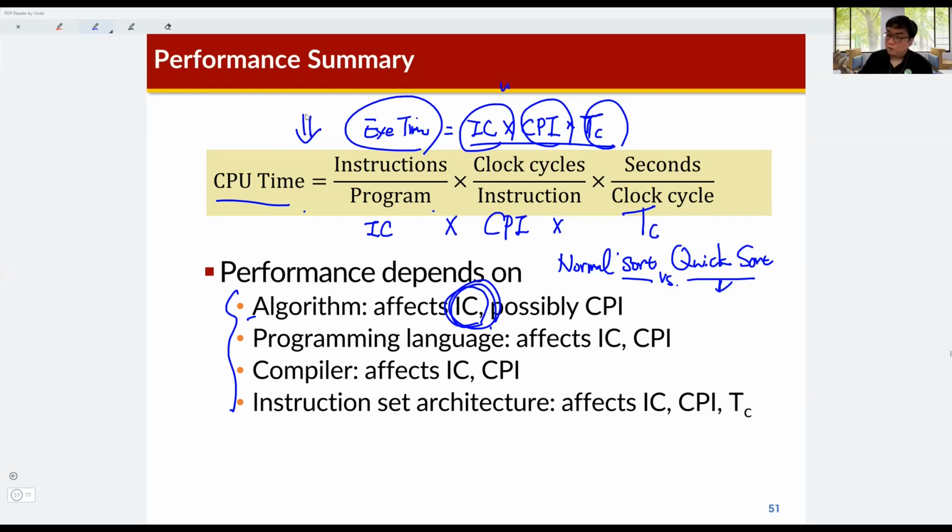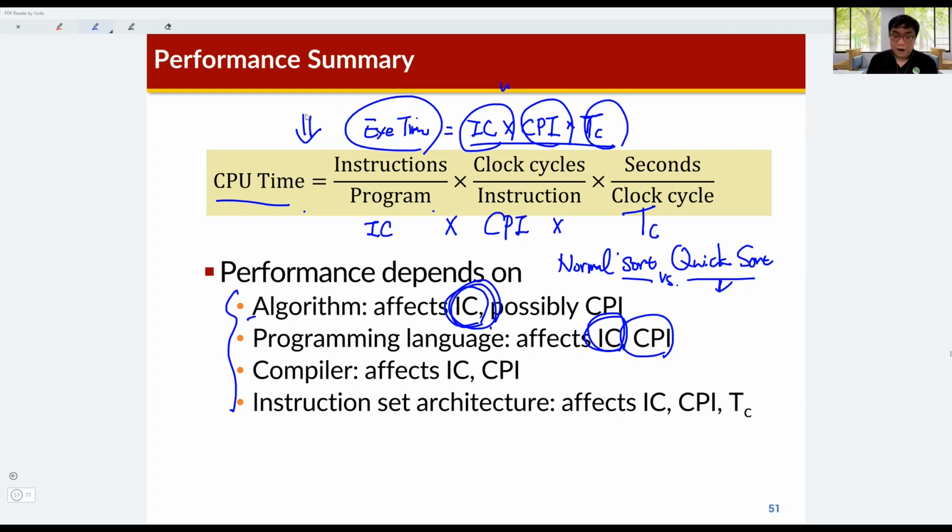So in order to increase the performance of a computer system, we need to use a better algorithm. That's why we learn algorithms in the computer engineering department. So the algorithm is also very important. And then the programming language. I also explained that if we use C instead of Python, then the speed of the application will be much faster. So the programming language also affects the instruction count, and also the CPI. Since a different application is generated, the CPI can be different.